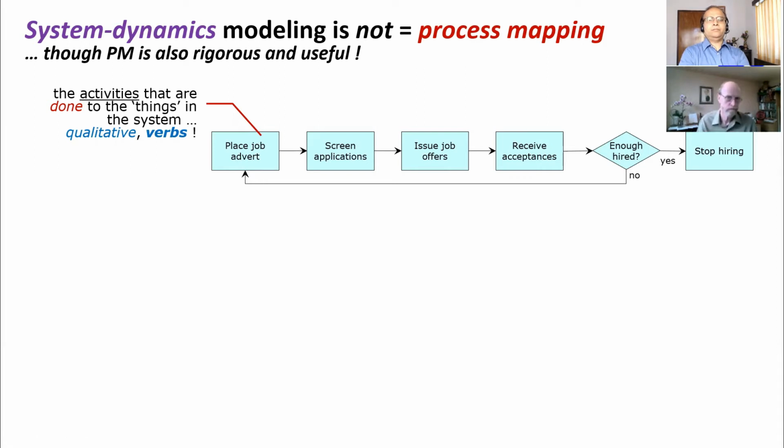Right? A real hiring process is a bit more complicated than that, but that's basically it. Now, if you look at this, all of the phrases in here are verb phrases. Place a job advert, screen applications, issue job offers, right? They're all verbs. They are things somebody is doing, right? It can be perfectly rigorous, but those are verbs, and there are no numbers on it, right? It doesn't say place 2 job adverts or screen 500 applications, right? There are no numbers on that.